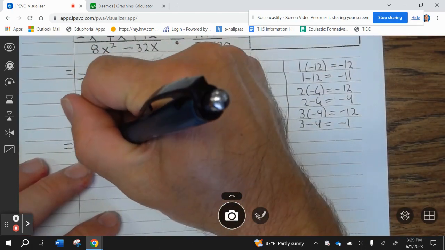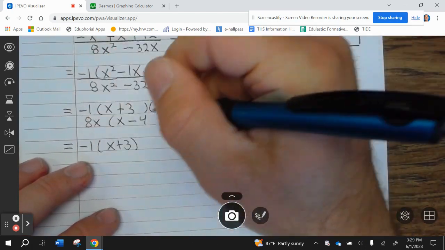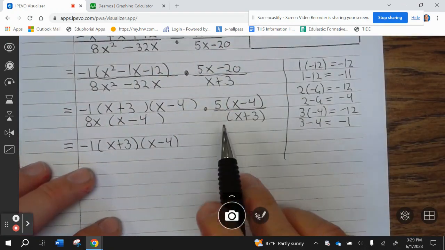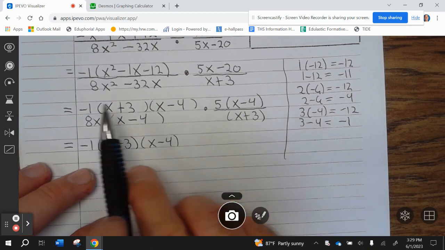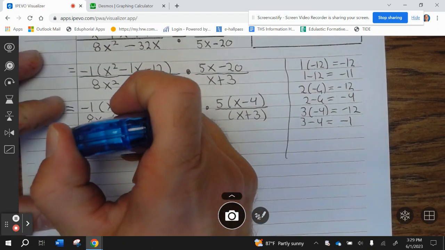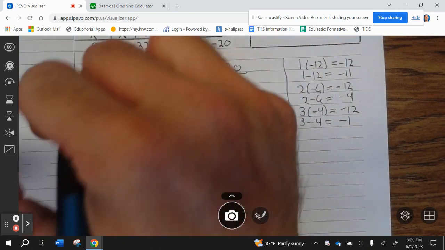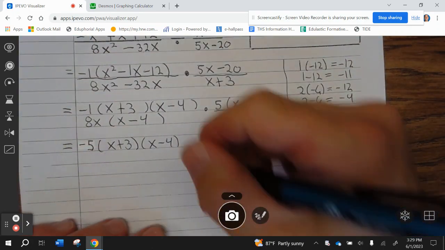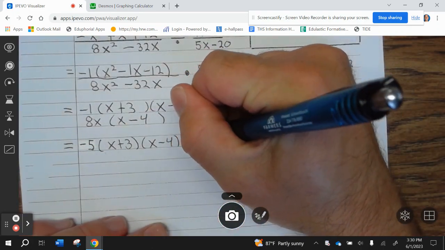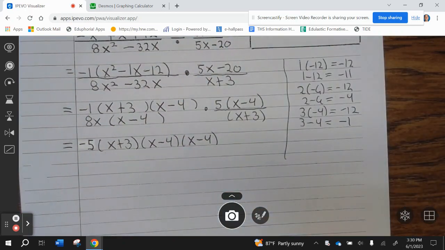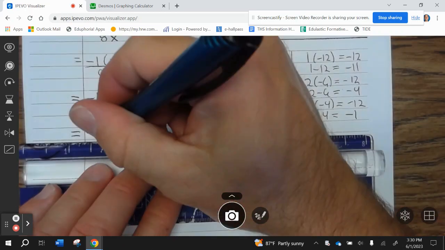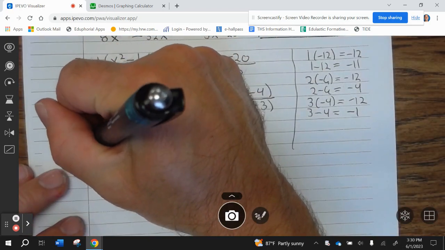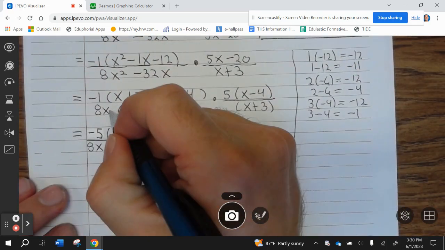Negative 1, x plus 3, x minus 4. And you know what? We can go ahead and multiply. 5 times negative 1 is negative 5. Okay, times x minus 4, divided by 8x. Now, we're done with that.